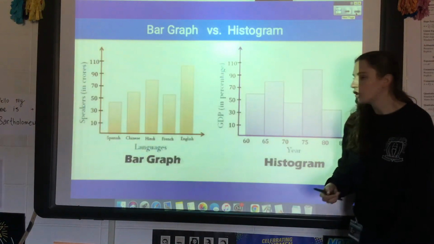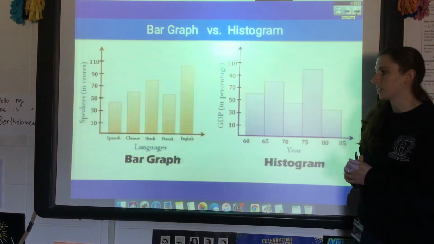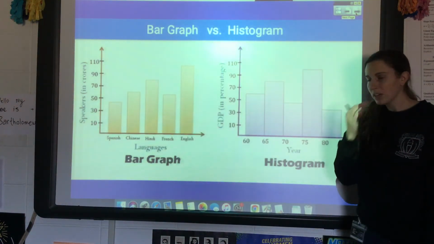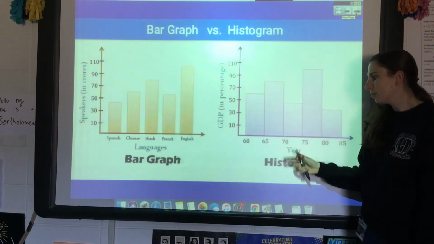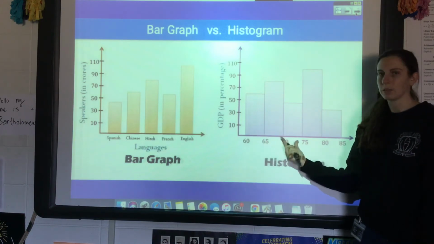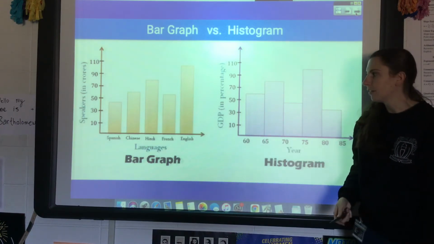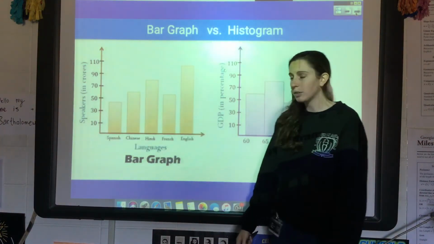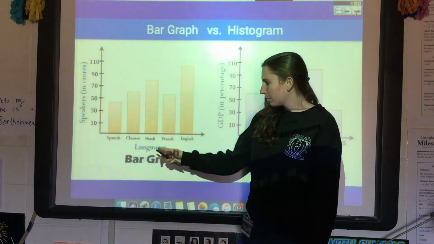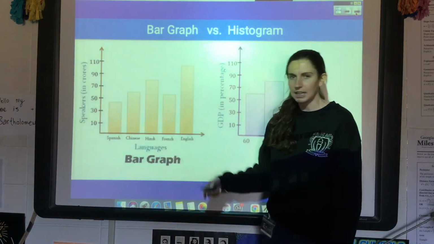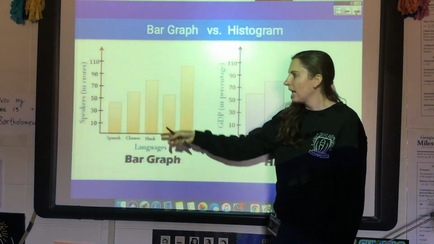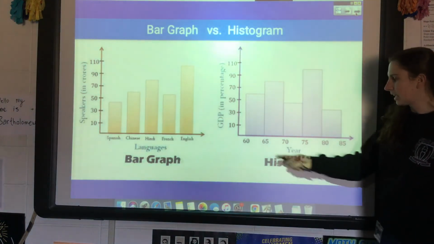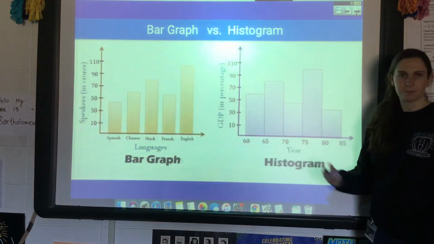Okay, just one more time, I want to clarify the difference between a bar graph and a histogram. A histogram has to be numbers and it's got intervals here on the bottom. Whereas a bar graph is just going to be categories. They don't even have to be numbers. Like the people who speak Spanish and Chinese and Hindi, we could count up those things and that would be a bar graph. But for a histogram, you need something that has intervals.